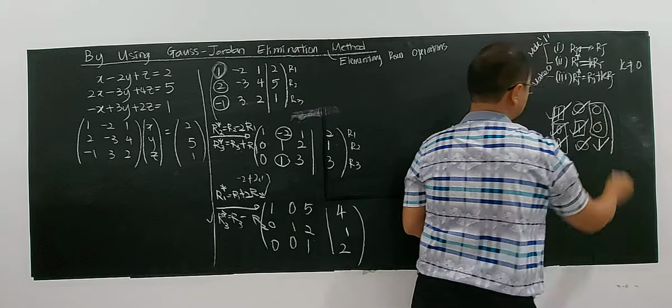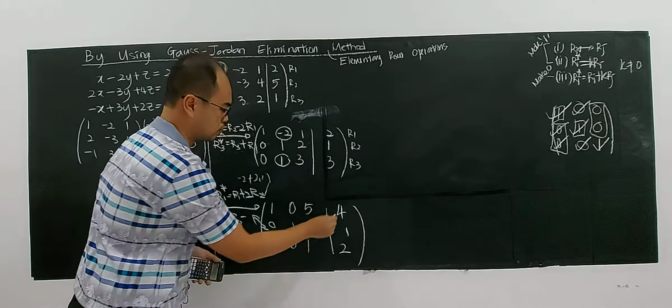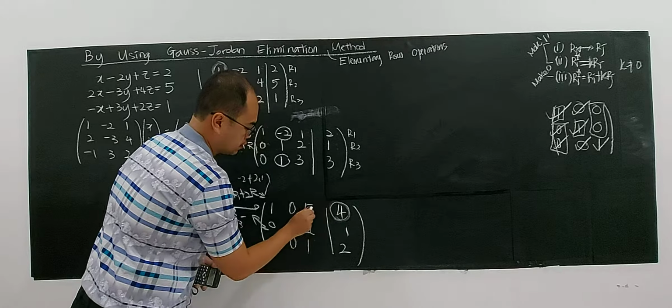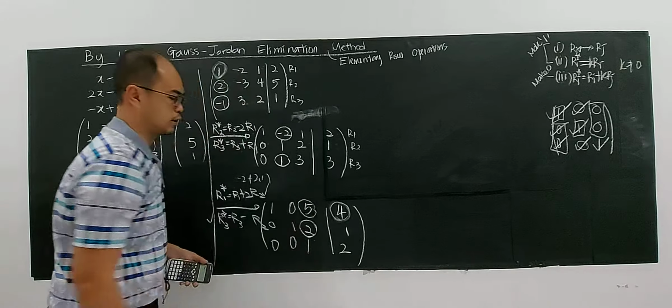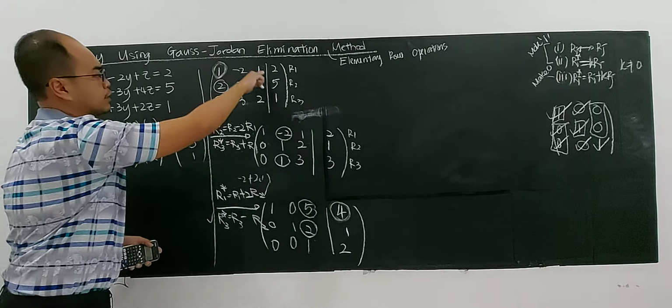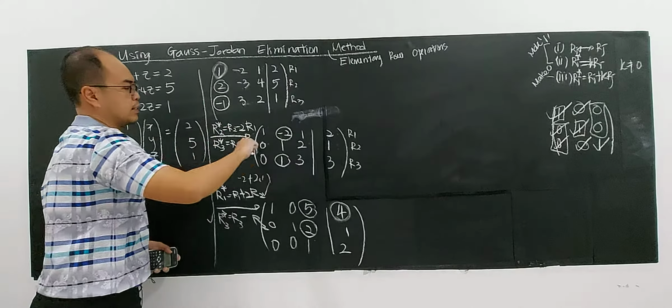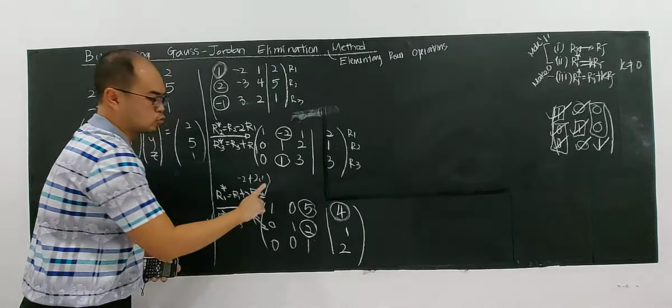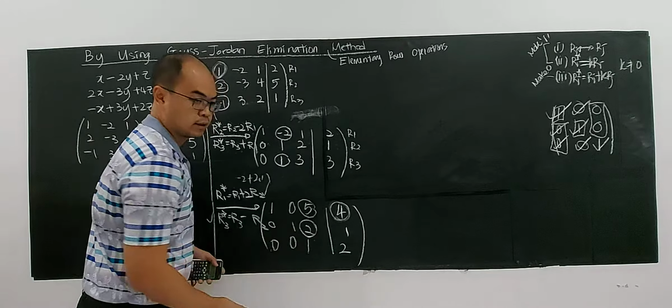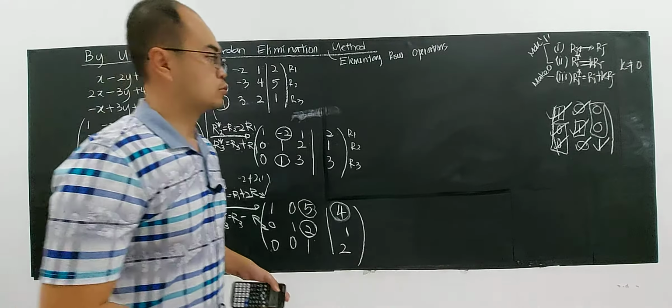Make this 2 become 0. It means you want to turn everything on the left hand side here into an identity, meaning 1, 0, 0, 0, 1, 0, 0, 0, 1. That is our purpose.